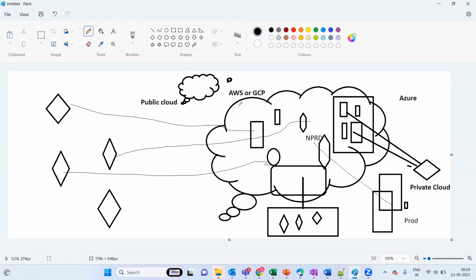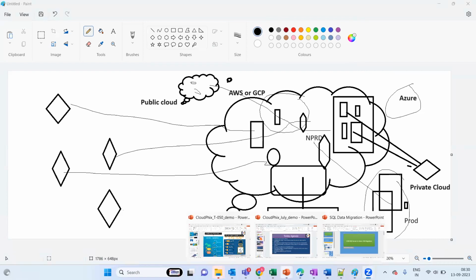Or else, if you have two cloud vendors, let's say you are maintaining Azure and AWS or GCP, some of the services you maintain here, some in Azure, and a few in either AWS or Google, but you have connectivity between them. So it means hybrid cloud is basically the services you maintain either on-premises and cloud, or cloud to cloud.